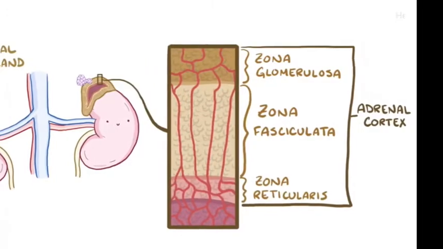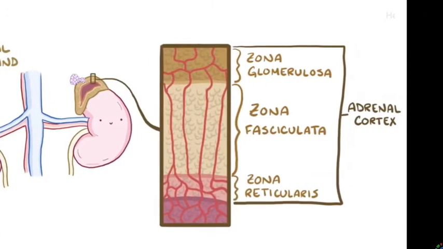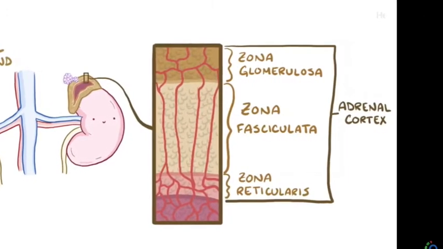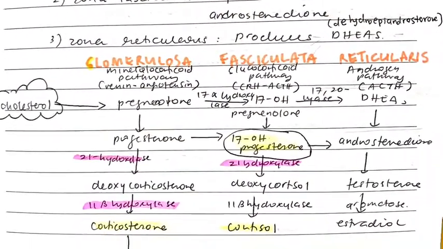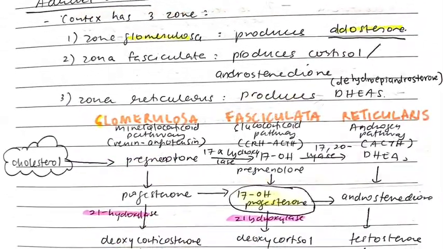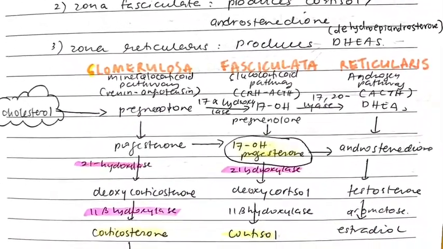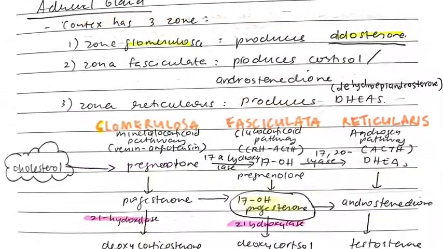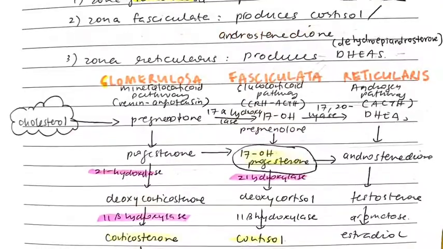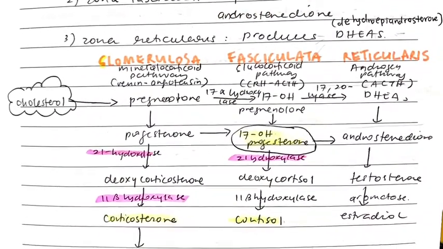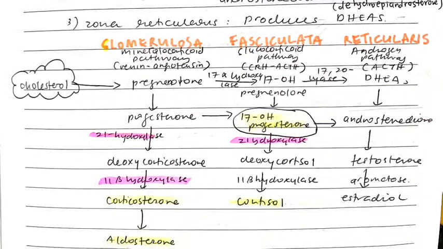So the anatomy of the adrenal. The adrenal cortex consists of three zones, which is glomerulosa, fasciculata, and reticularis. The glomerulosa is important in a mineralocorticoid pathway, as it will produce aldosterone. Aldosterone will act at the renal, especially the distal convoluted tubule, to retain the sodium and the water, and will secrete the potassium from the blood.